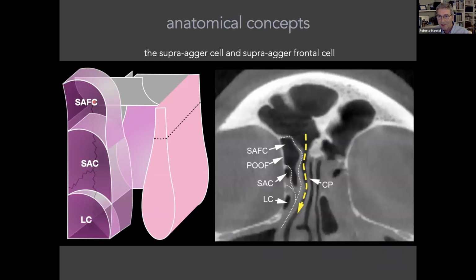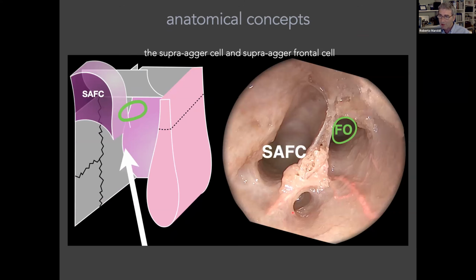You see that in this synthesis, we have the different cells above the lacrimal sac. We have the supra-agger cell and the supra-agger frontal cell. In this case, the attachment is on the lamina papyracea at the interface with the frontal sinus, and the drainage will be medial to the uncinate process. The ostium, therefore, will be located in that direction.